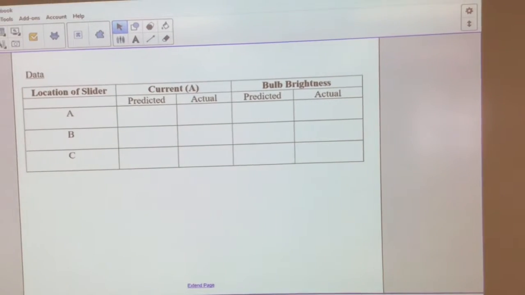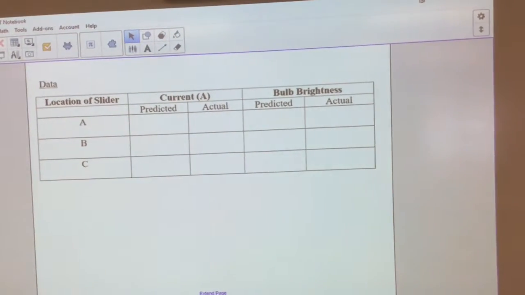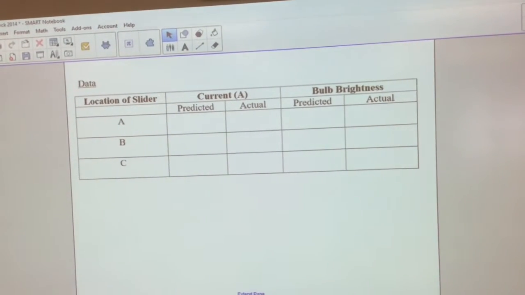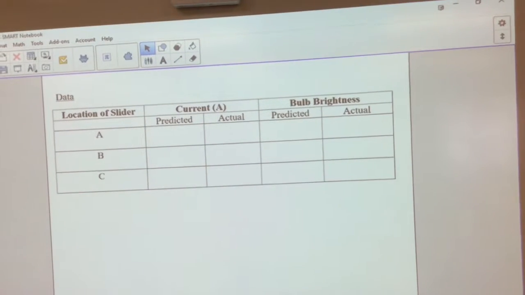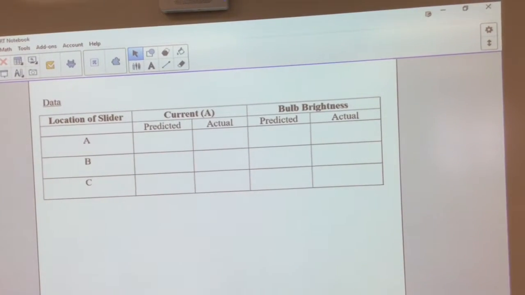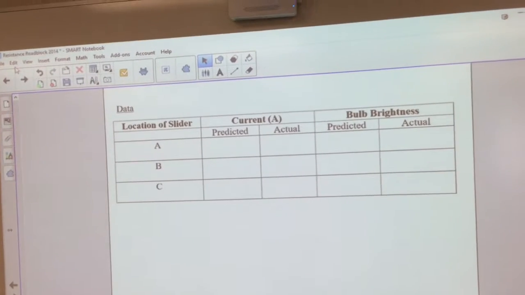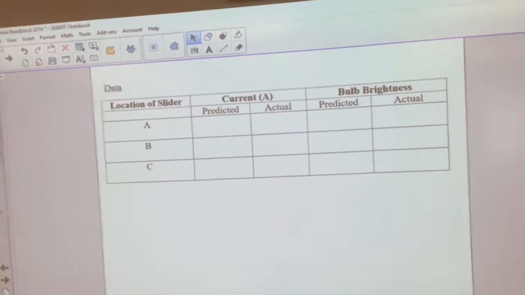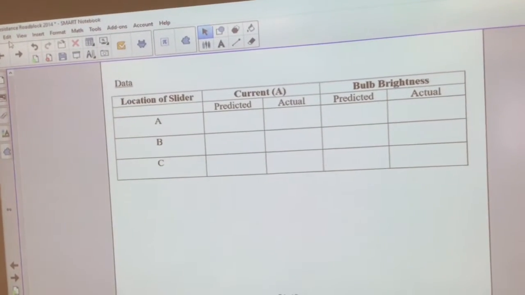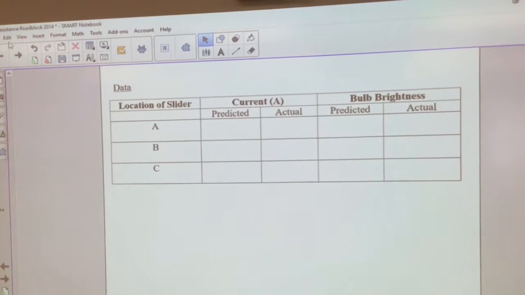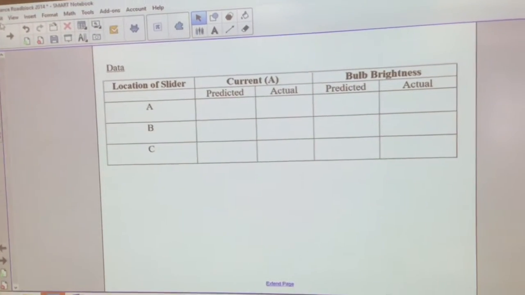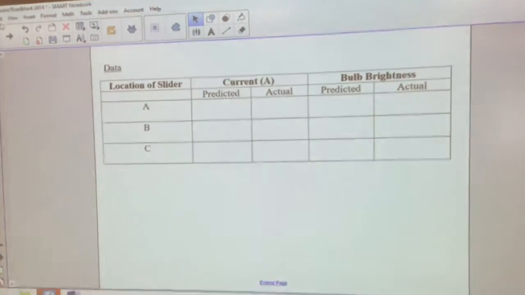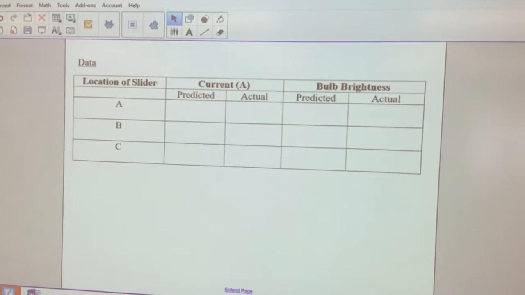Now, for bulb brightness, the amount of current should go hand in hand with how bright the bulb gets. So for predicted, you're either going to go dimmest, medium, and brightest, or brightest, medium, and dimmest. That's what you've got to pick between. What do you think is going to happen to the current? Is it going to get higher as you go, or lower? And with the bulb brightness, is it going to get brighter as you go, or dimmer? So make your predictions, write that down, and then we'll see what actually happens.